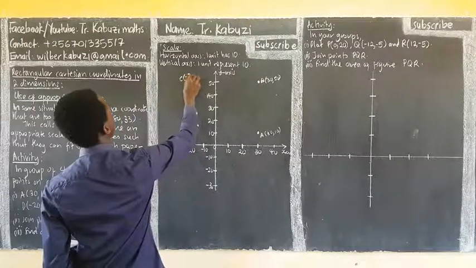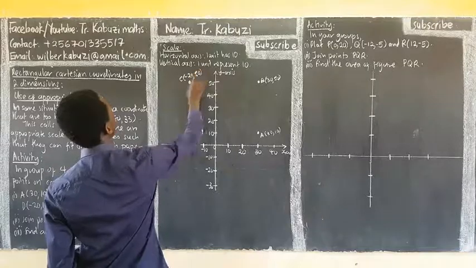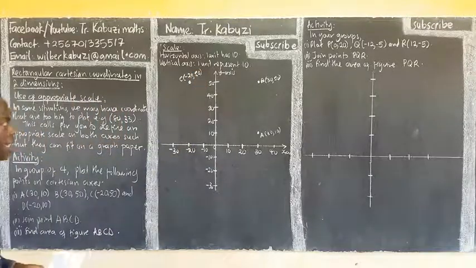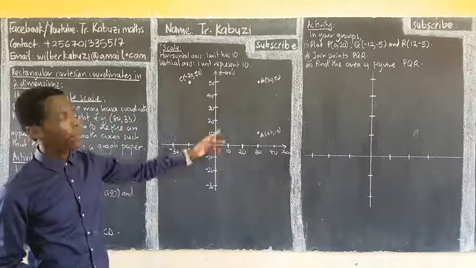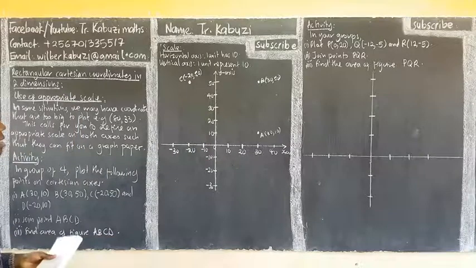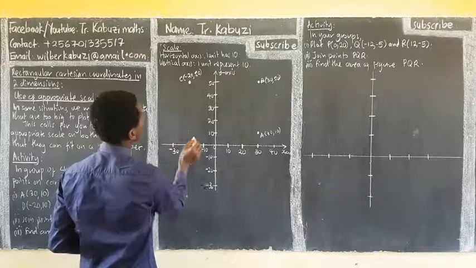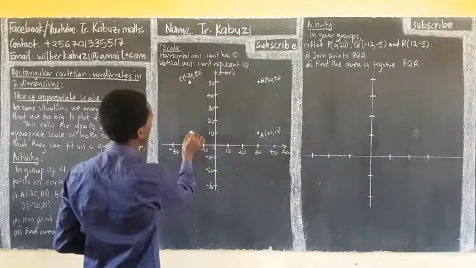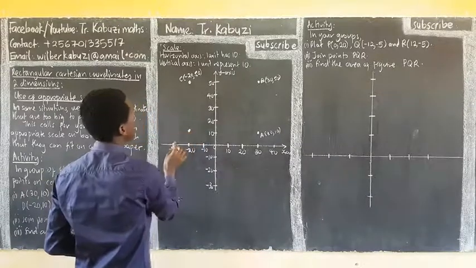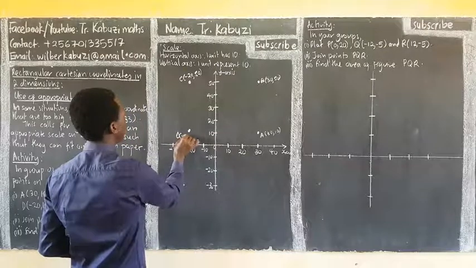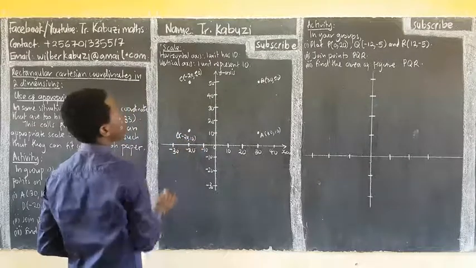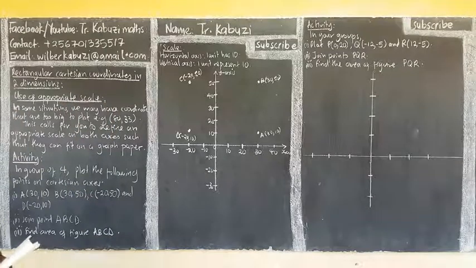C, negative 20, 50. Now it's that they are fitting, because of the scale they use. Then D, negative 20, 10. Negative 20, then 10. I think you see it's somewhere there. So this is our D, negative 20, 10. So that's what I expect.